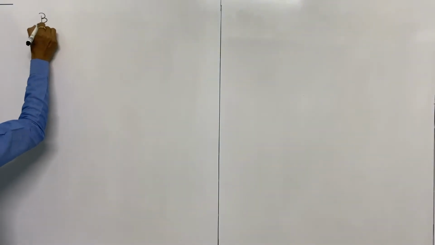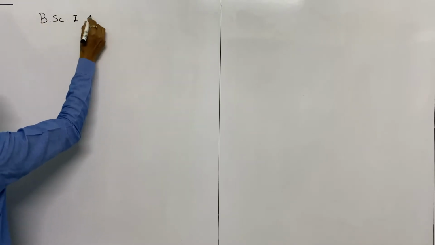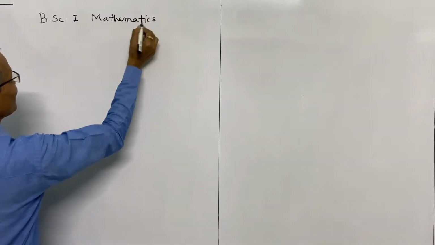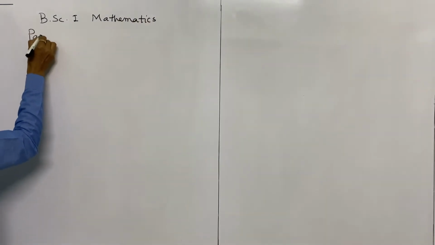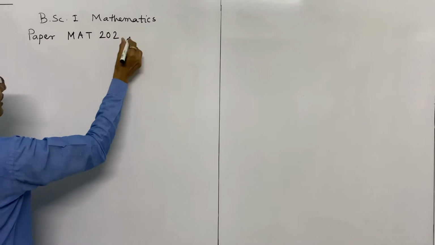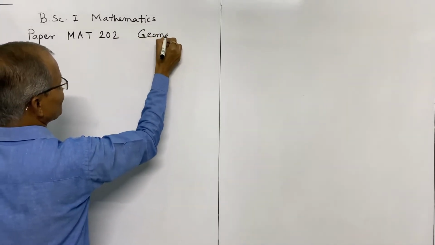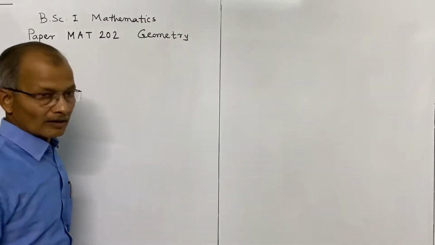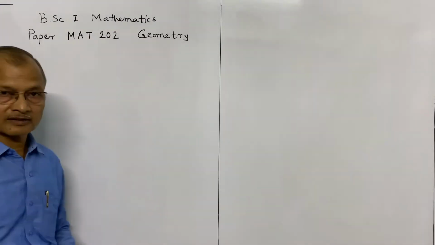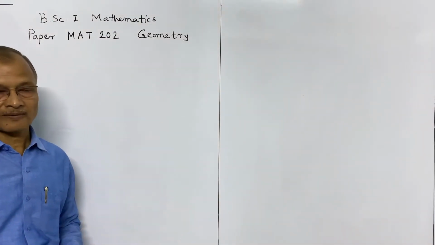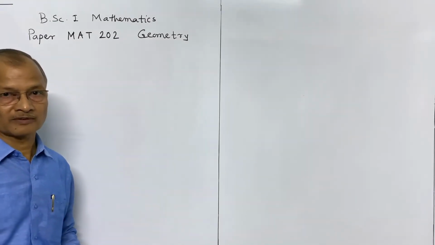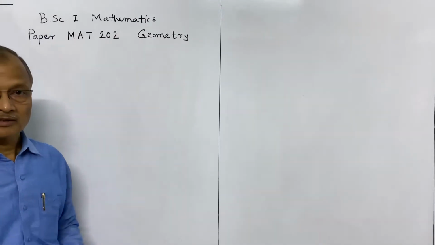BSc first year mathematics, and we are going to study paper number MAT 202, Geometry. In this paper we shall study the following topics. First is the plane, the second is the right line, third is sphere, next we will study cones and cylinders, and the last one is conicoids. So the first chapter is the plane.